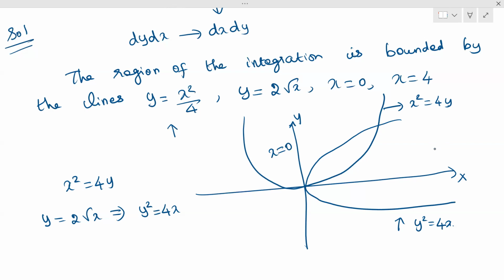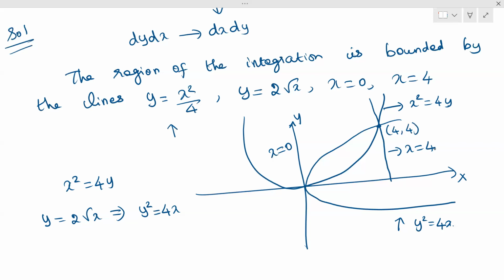The next one, what they have given, x equal to 4. Here, the intersection of the two parabolas is nothing but (4, 4). So x equal to 4 is nothing but a line parallel to the y-axis. So, x equal to 4.